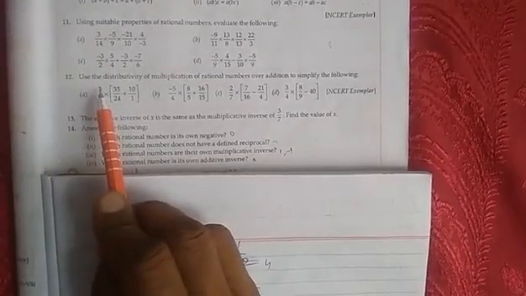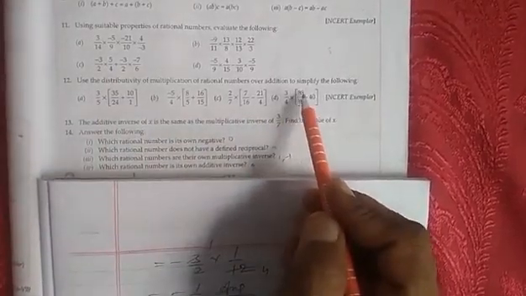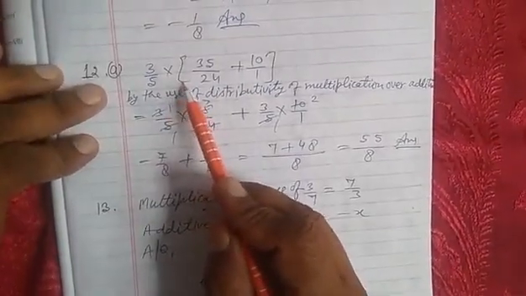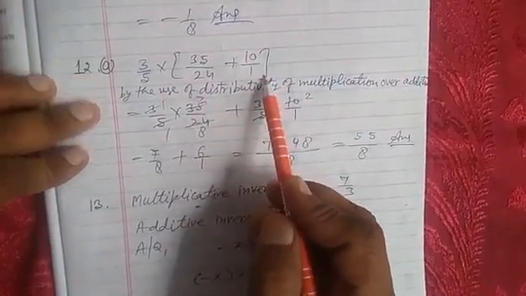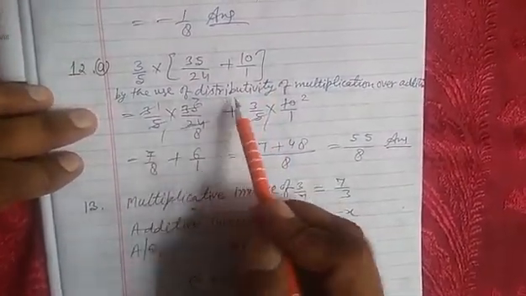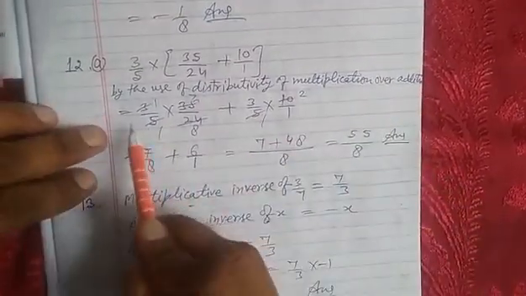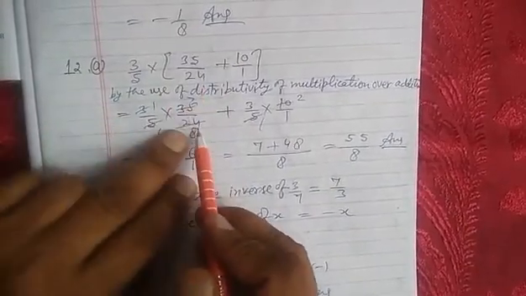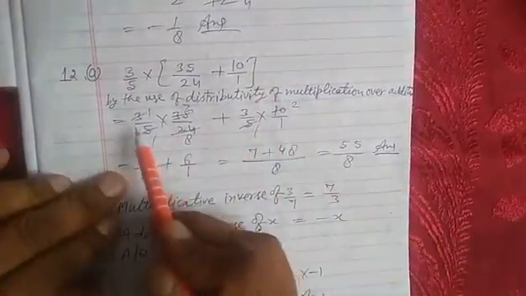Now question number 12. Use the distributivity of multiplication of rational numbers over addition to simplify the following. A part: 3 upon 5 into 35 upon 24 plus 10 by 1. By the use of distributivity of multiplication over addition, it is equal to 3 upon 5 into 35 upon 24 plus 3 upon 5 multiplied by this one, and we have to divide it.